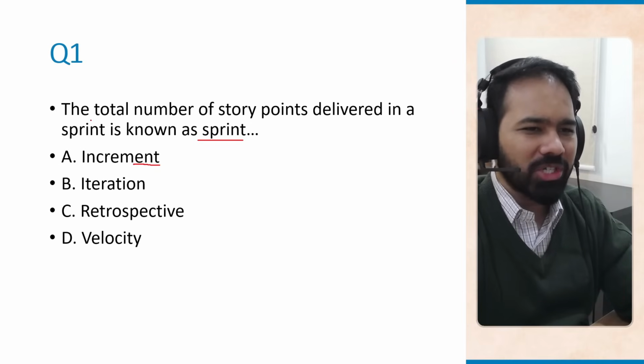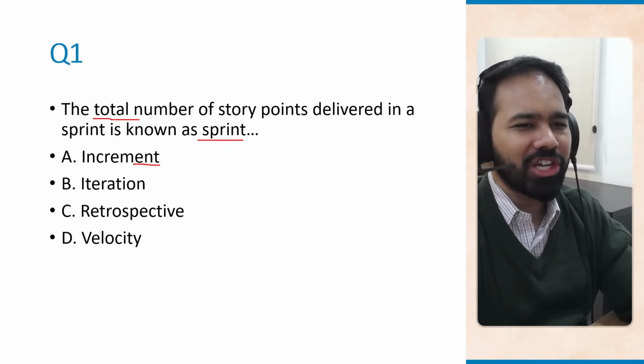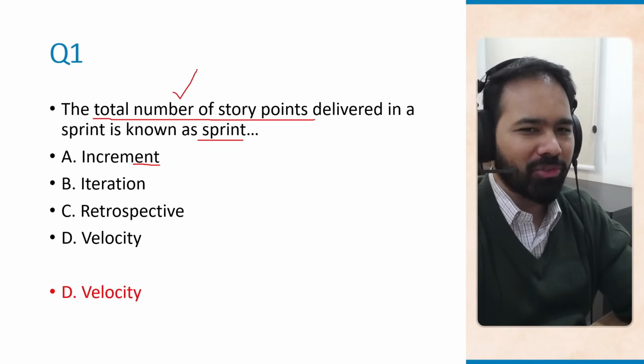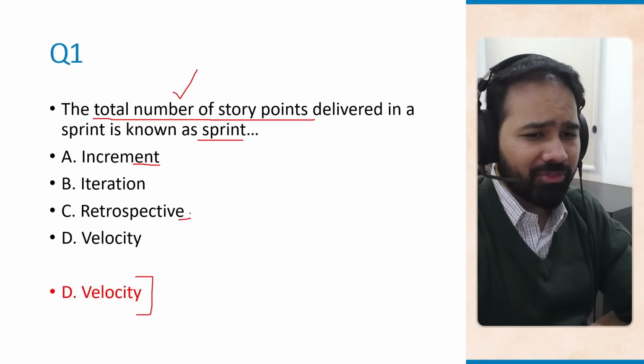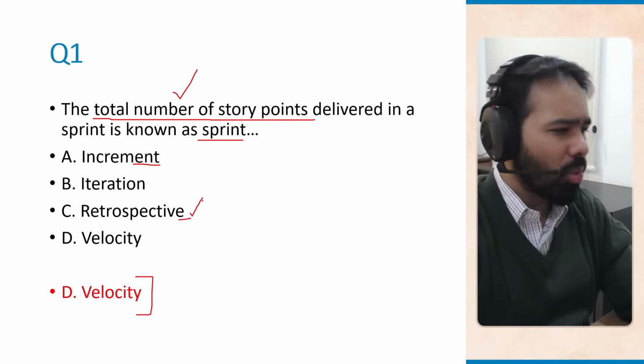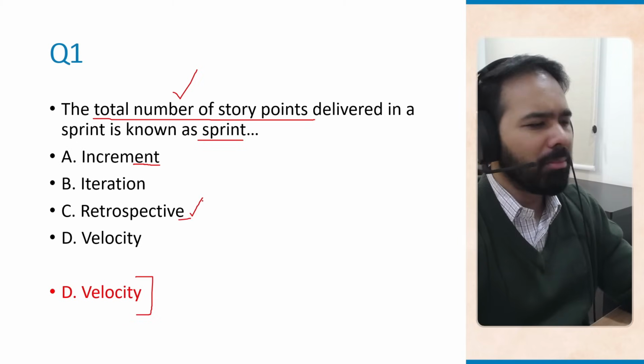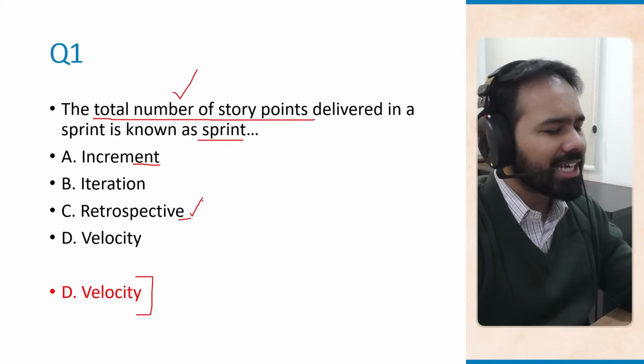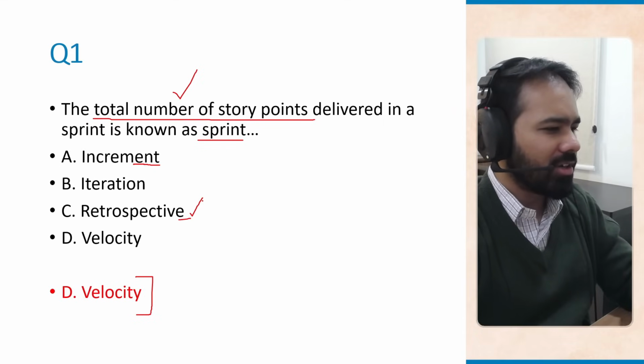And this question is a direct definition of sprint velocity because the total number of story points delivered in a sprint is known as sprint velocity. Sprint retrospective is a legit word, but this is more of a meeting. Retrospective is basically a meeting where you reflect and improve after the sprint is already over.